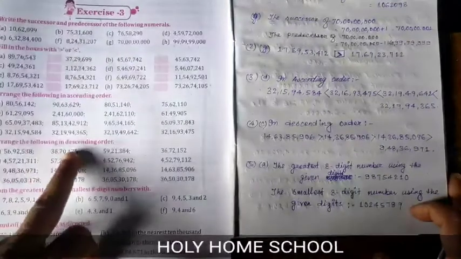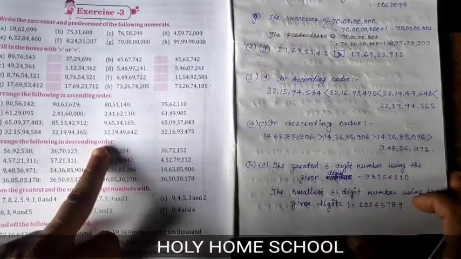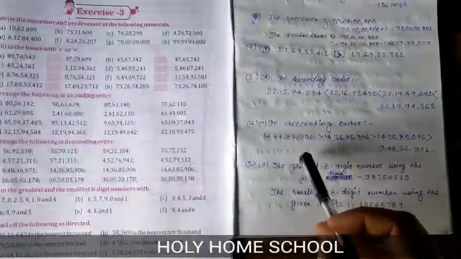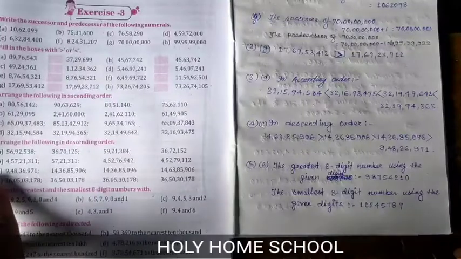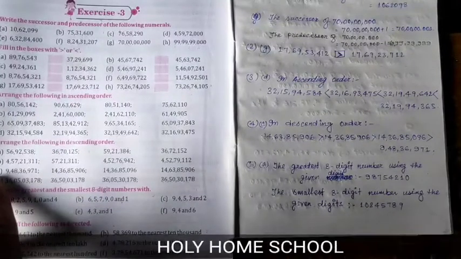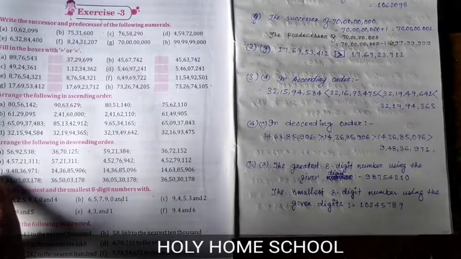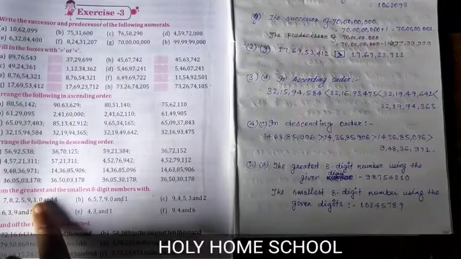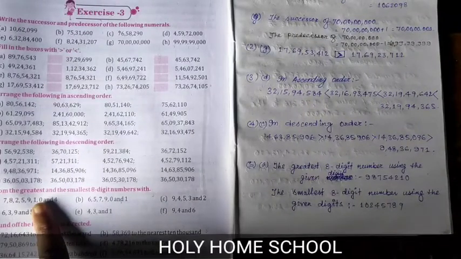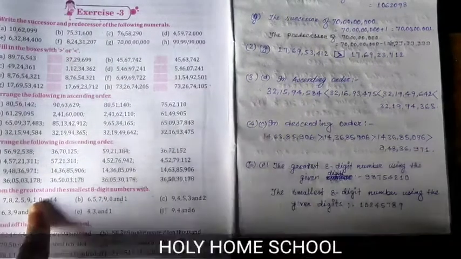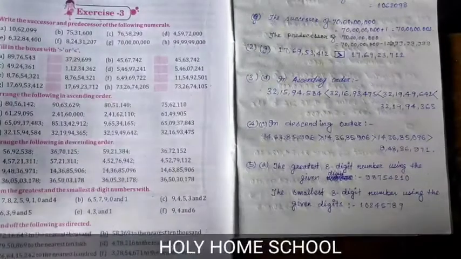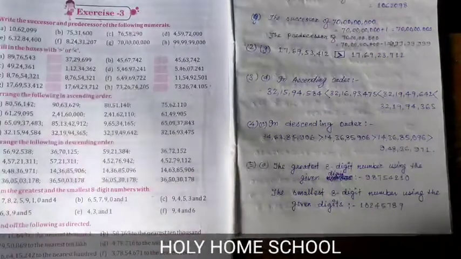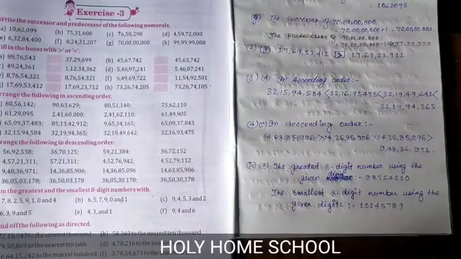4. Arrange the following in descending order. Descending order means we write consecutively in decreasing order, घटता हुआ क्रम. It means at first we write the greatest number and thereafter consecutively we write the numbers which come in decreasing order.